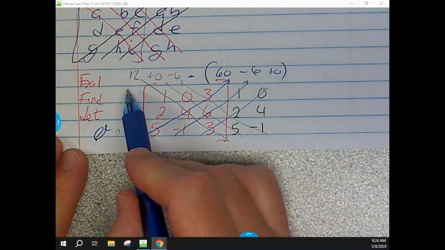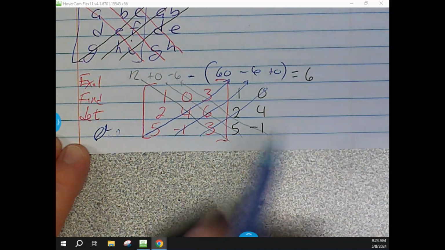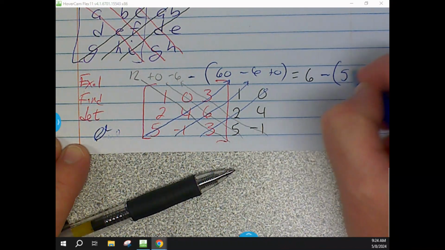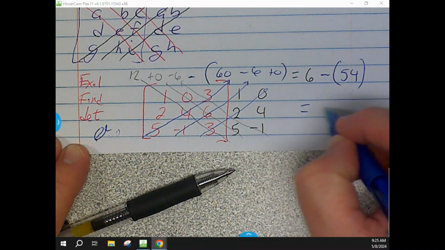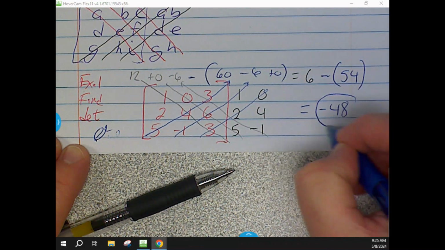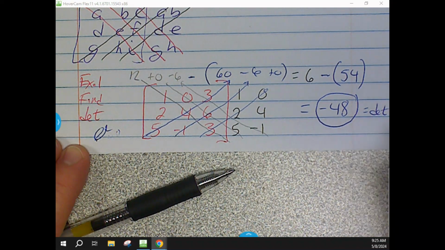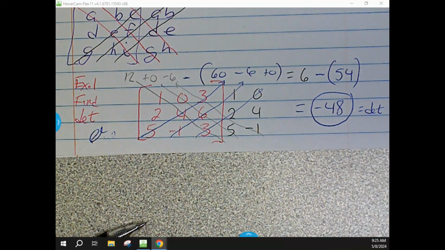So we've got 12 minus 6, which would make that part out to be 6, minus 60 minus 6, which is 54. So then 6 minus 54 is negative 48. Again, that would be our determinant. Okay, and again, not hard, just tedious if you go through those.